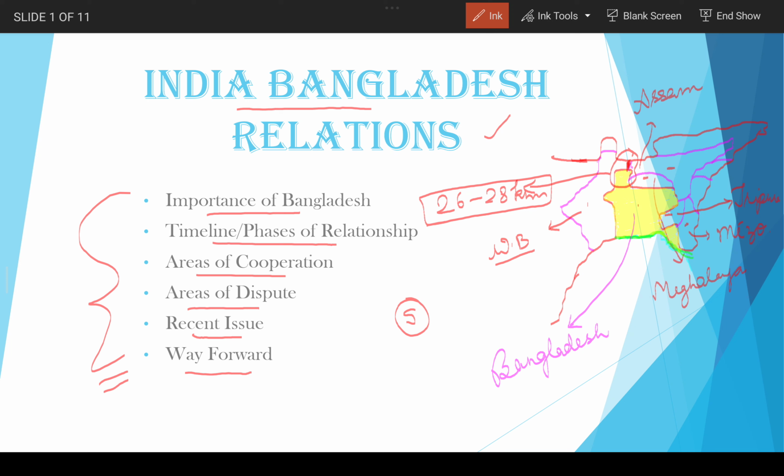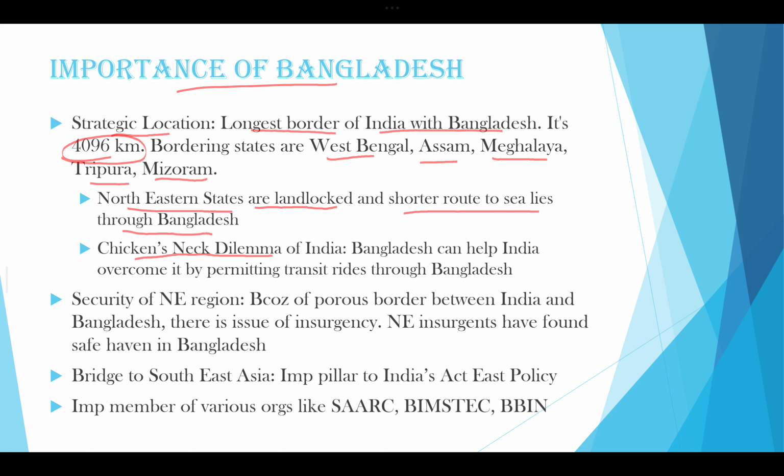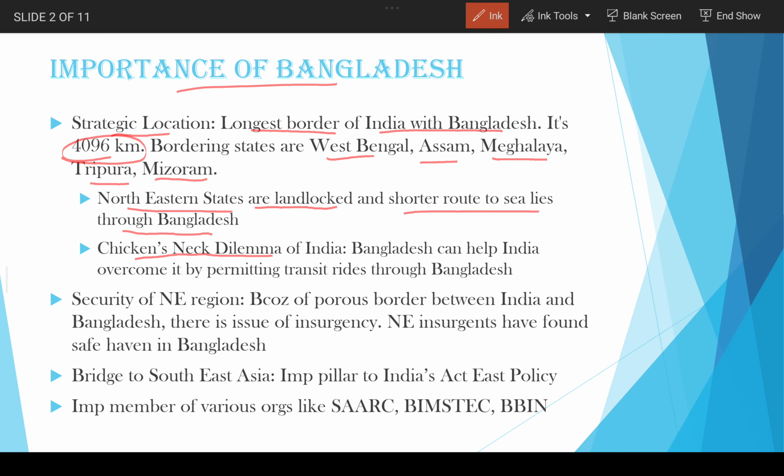That's why this dilemma is actually called the chicken's neck dilemma, because of this strip only 26 to 28 kilometers wide. This is a very narrow thing, through which India is connected to the northeastern region. So to overcome this, Bangladesh can actually help India because it can provide a direct route to the northeastern region. Okay, so this is a very important thing, and I think this is what is called the chicken's neck dilemma of India, and Bangladesh can help to overcome it by permitting transit rights through Bangladesh. Okay, so this is about the strategic location.